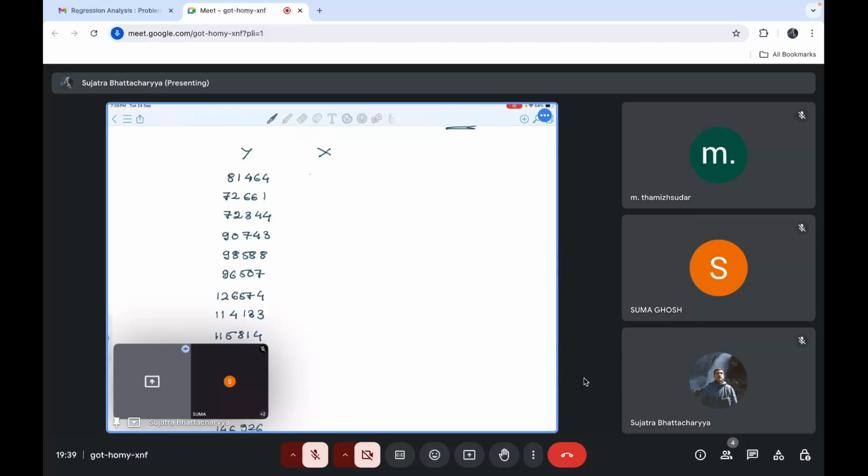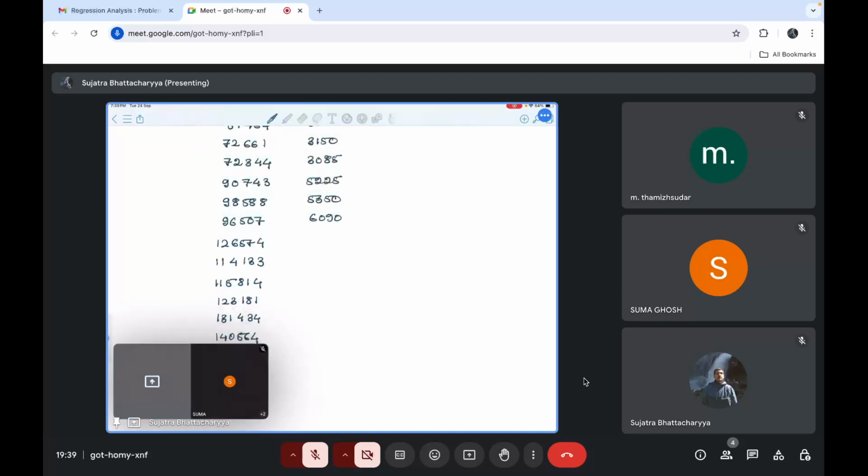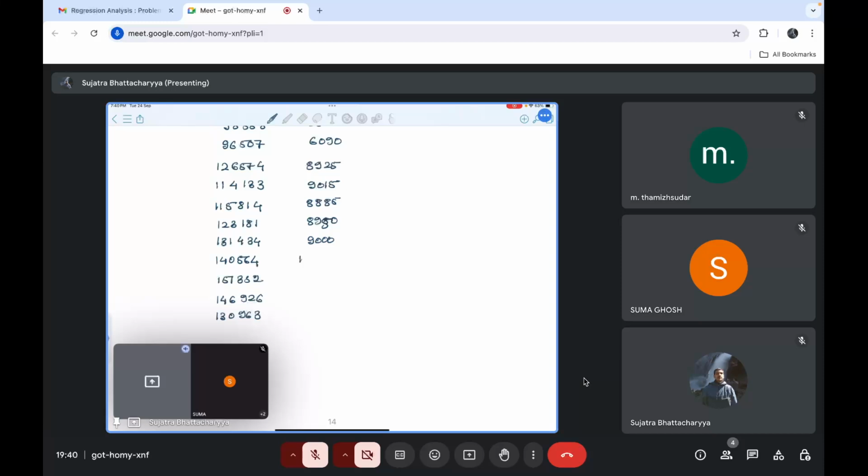Corresponding x values also I will write. So it is 3000, 3150, 3085, 5225, 5350, 609, 8925, 9015, 8885, 8980, sorry, 8950, 9000, then 11345, 12275, 12400, and 12525.